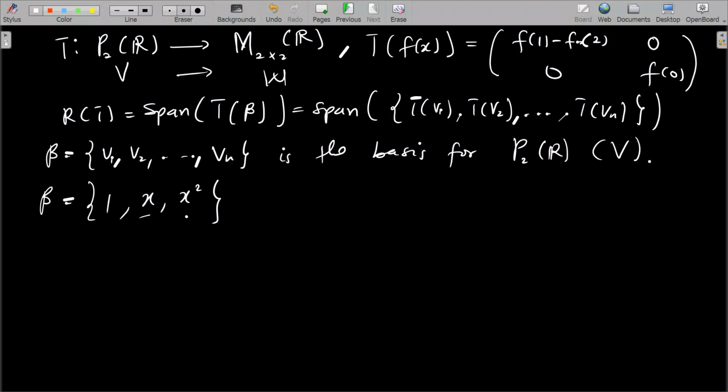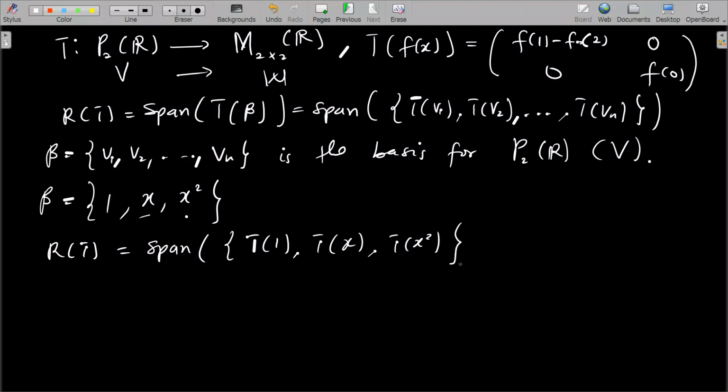Now let's see. The range of T, what is it equal to? It's equal to the span of T of 1, T of x, and T of x squared. That's what the whole thing is saying, because that was a theorem that we had. So the range of T is equal to the span of these things.